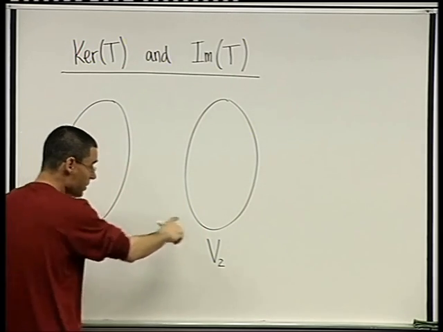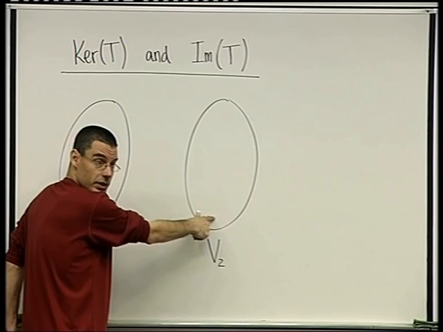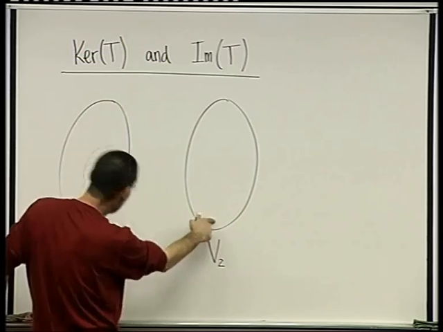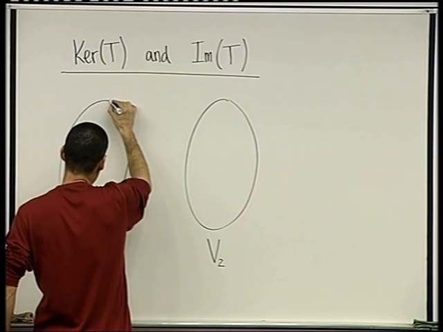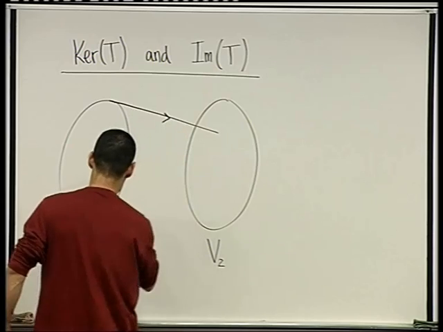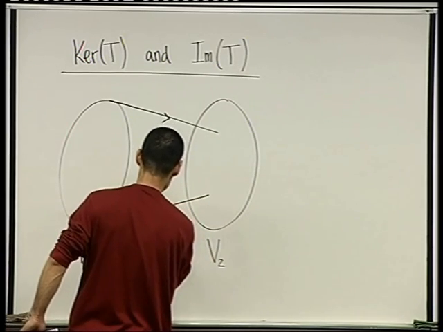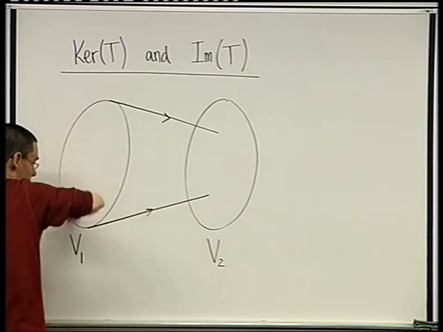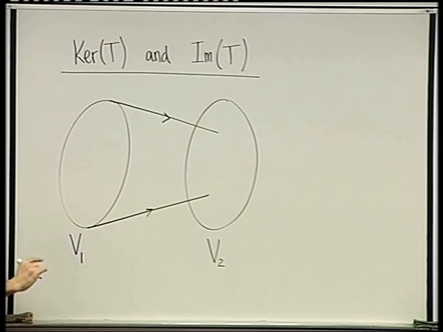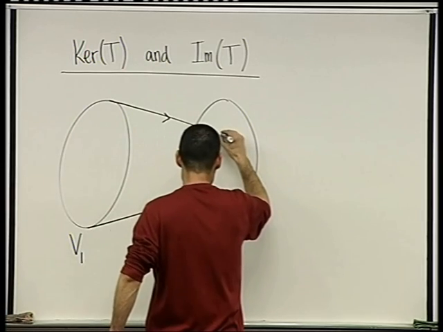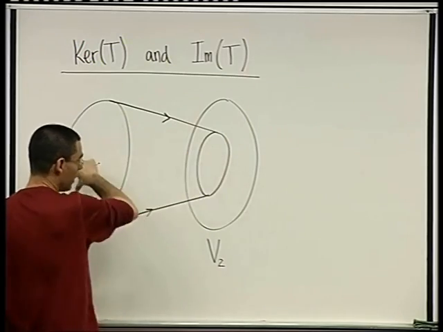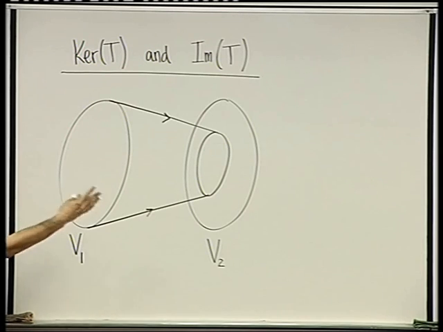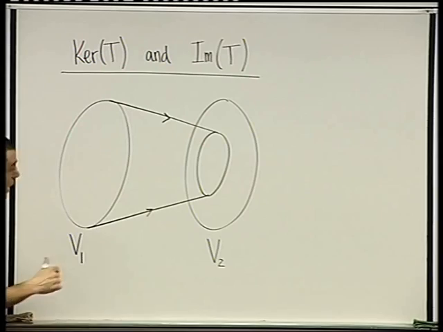Not necessarily every element here is T of something from here, right? So the way I'm going to express this idea is by putting an arrow like this and an arrow like this. These two arrows indicate that they really cover everything in V1. By definition of a function, T has to know what to do to every guy in V1, but what we get inside V2 is not necessarily all of V2. These are the only guys that are actually T of something. Okay? So is it clear what this picture expresses?